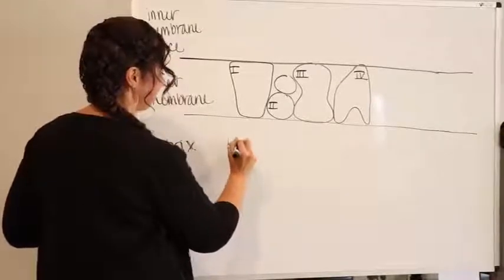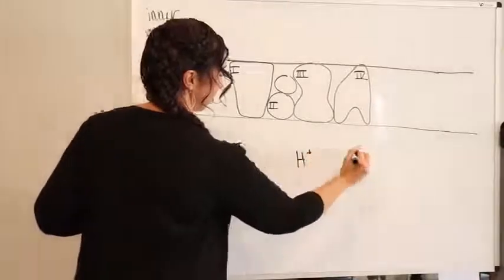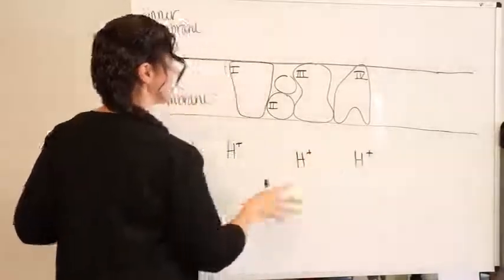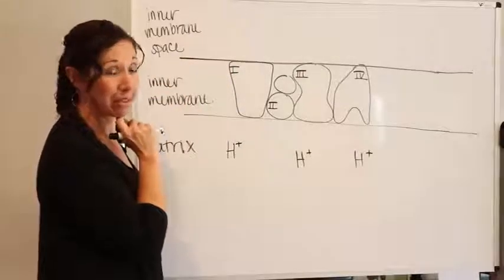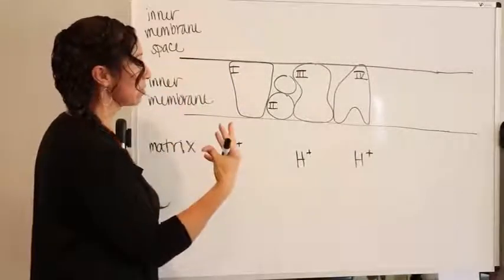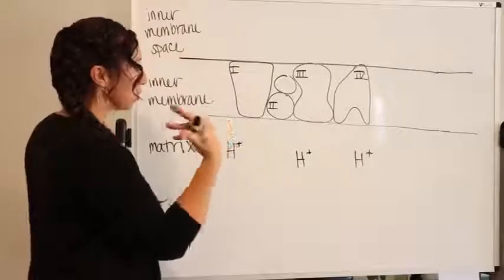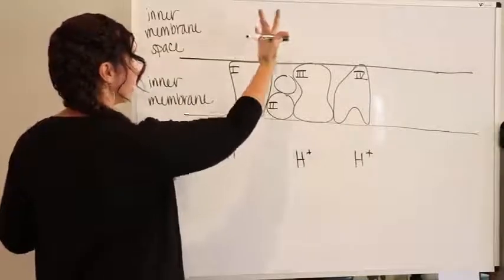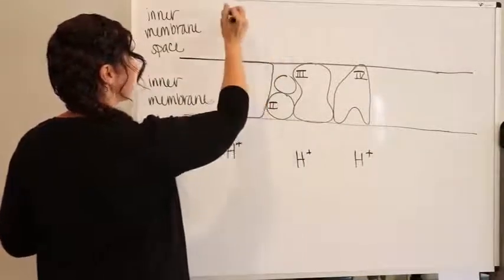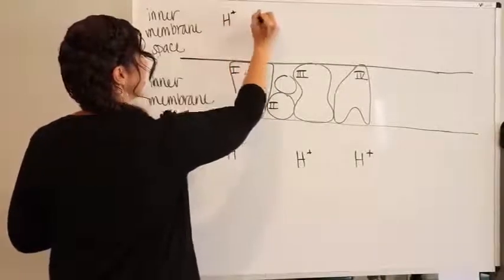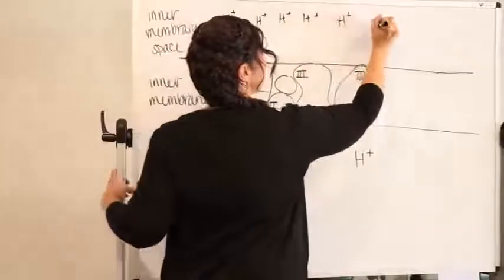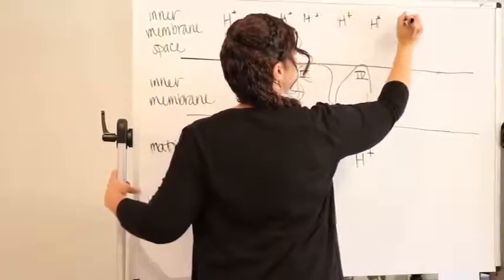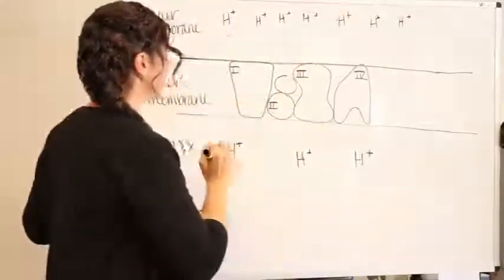So we have some protons just hanging out in the matrix. Not as much as we have tons of protons in the inner membrane space, actually. The way the mitochondrial chemistry is, when protons are made, they get shipped to the inner membrane space really well. So we get tons of protons up here. So we have a very high concentration of protons in the inner membrane space.